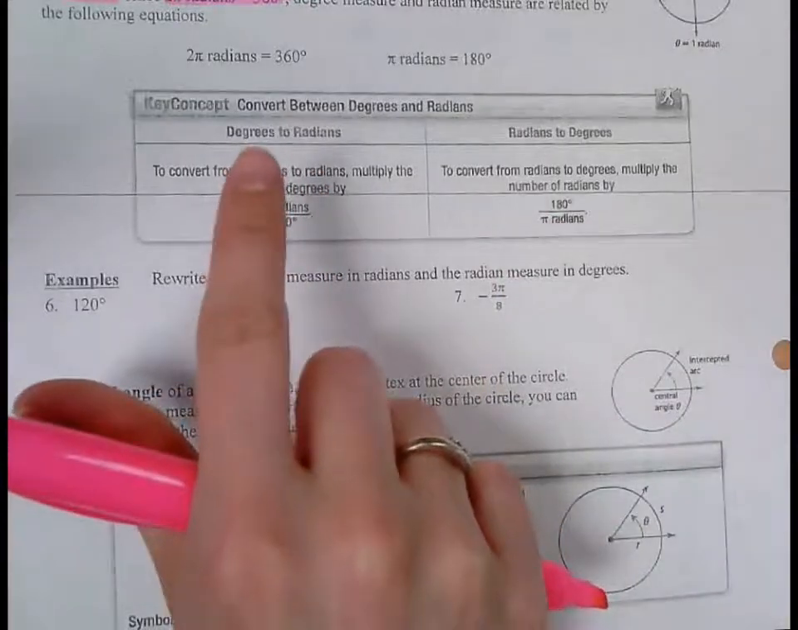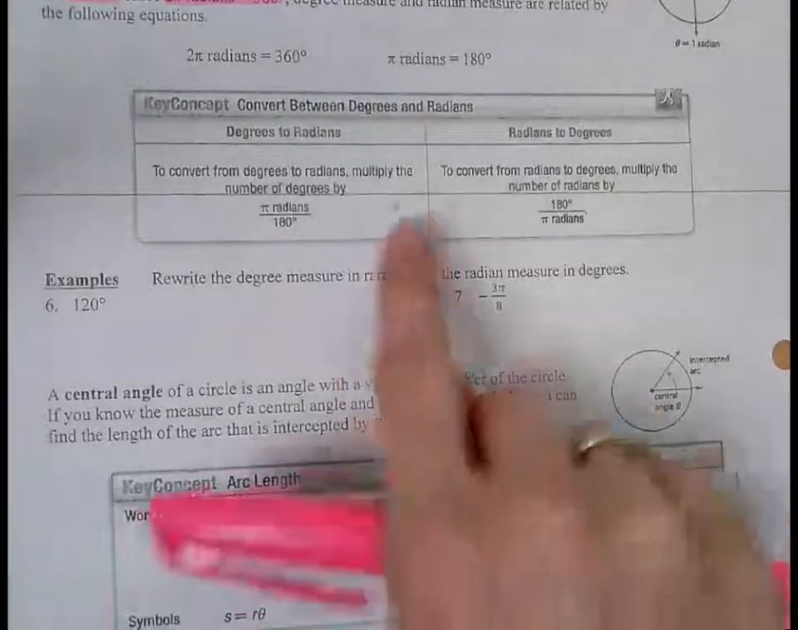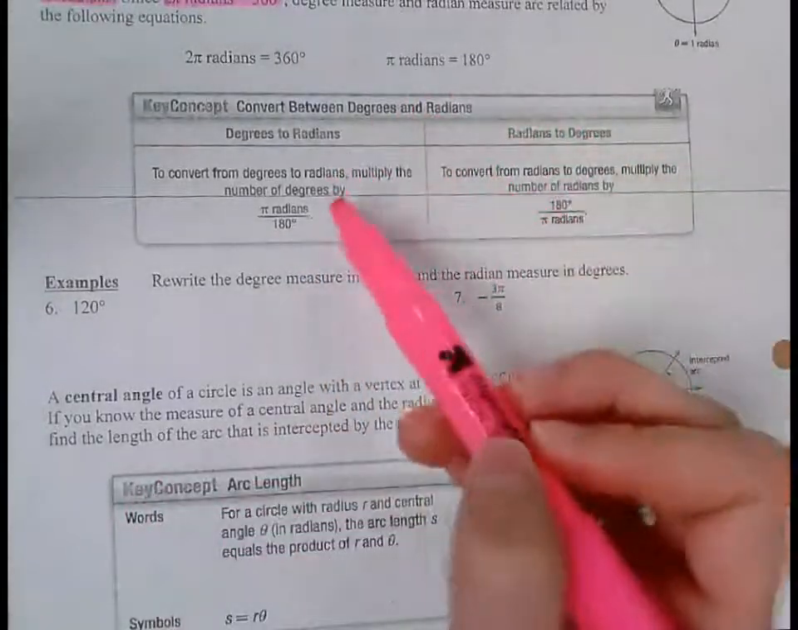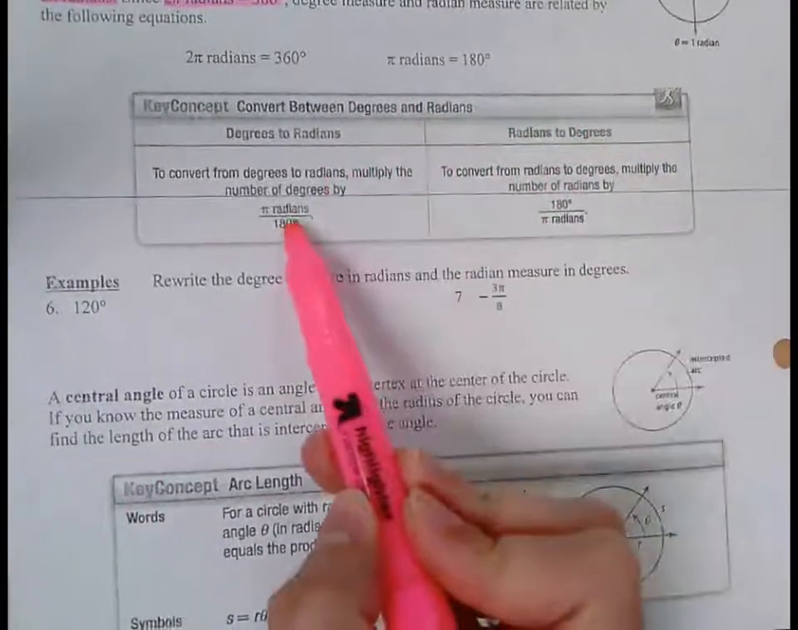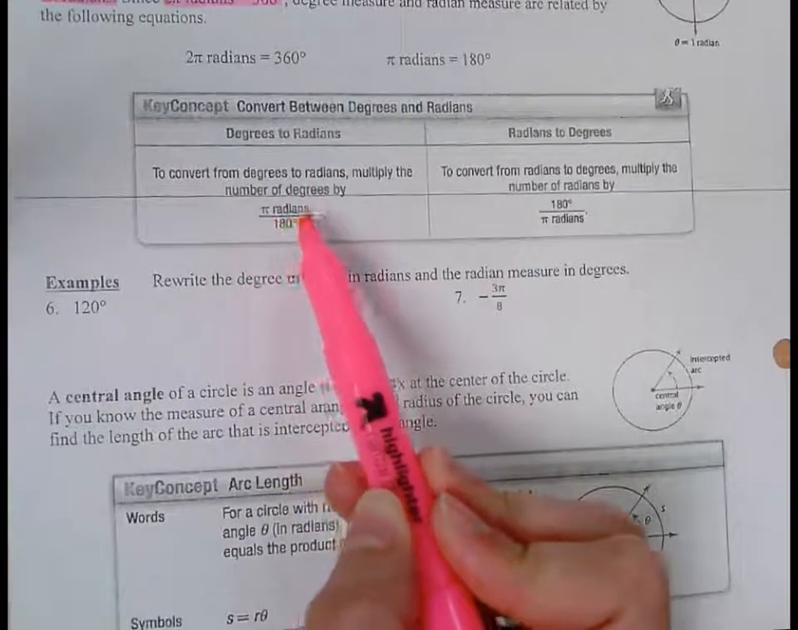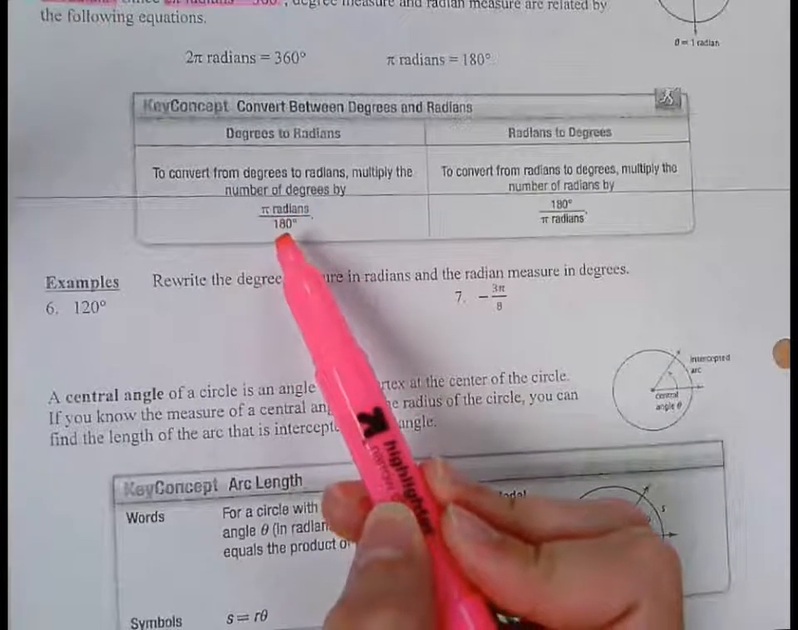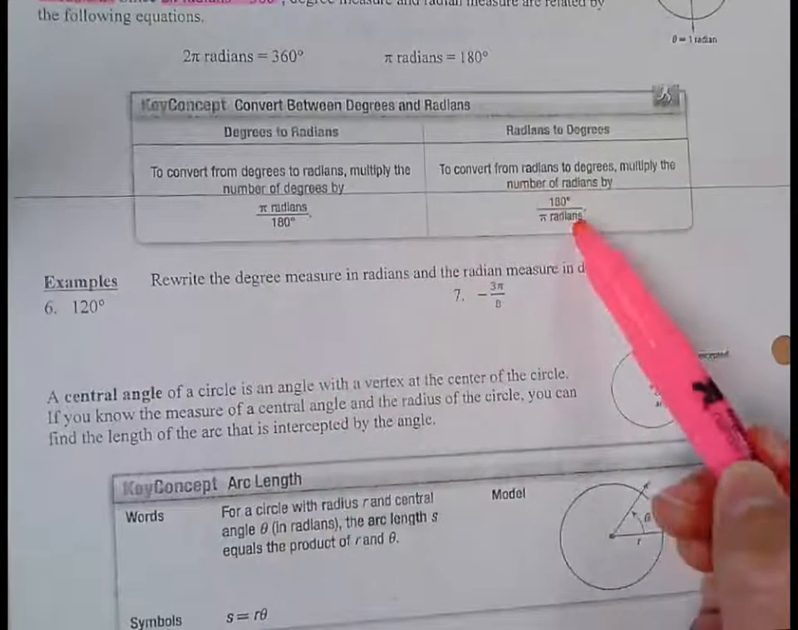So if you're starting with degrees and you want to convert to radians, you'll multiply that number of degrees given by, you want the 180 degrees on the bottom so that the degrees cancel out, and you want the radians on top so that your answer's in radians, so you're multiplying by pi over 180, and then that is just flipped.